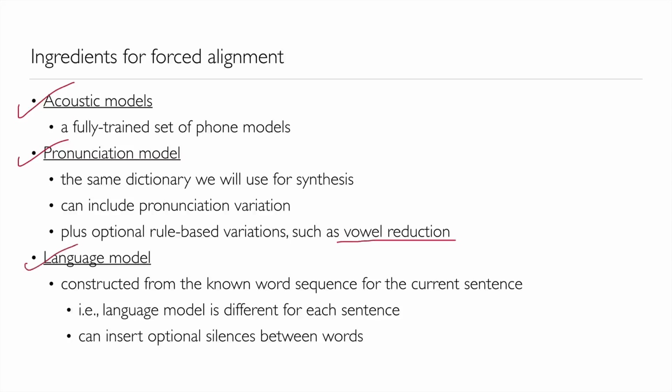And we need a language model. That doesn't need to be a full-blown n-gram. We don't need coverage. What we need is just a model of the current word sequence for the current sentence. That's a very simple language model. So in fact, the language model will be different for every sentence. We'll switch the language model in and out as we're aligning each sentence. And one thing we might do is add optional silences between the words.